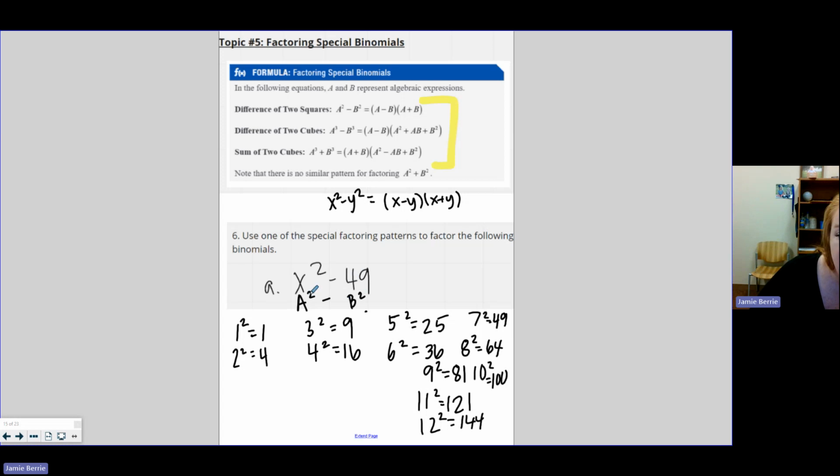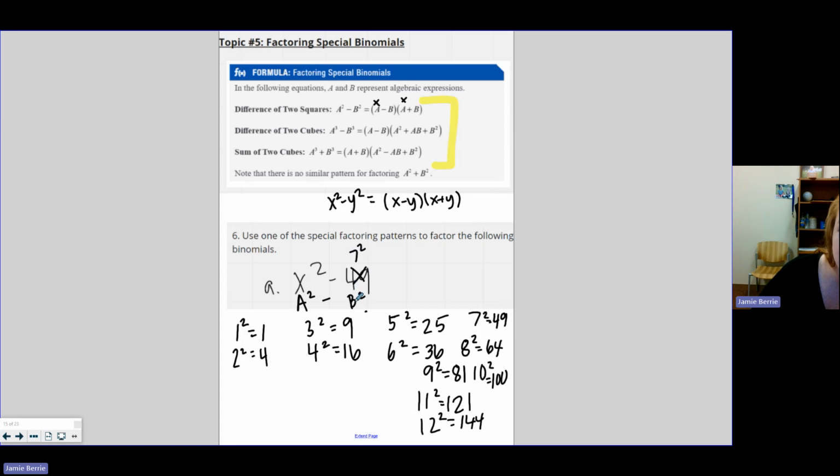All right, so you're going to match this up and say, okay, in my formula, the A is getting replaced by X. So both of these little A's are going to become X's. Now, it's supposed to be in that perfect square format, so you need to change 49 to be 7 squared.